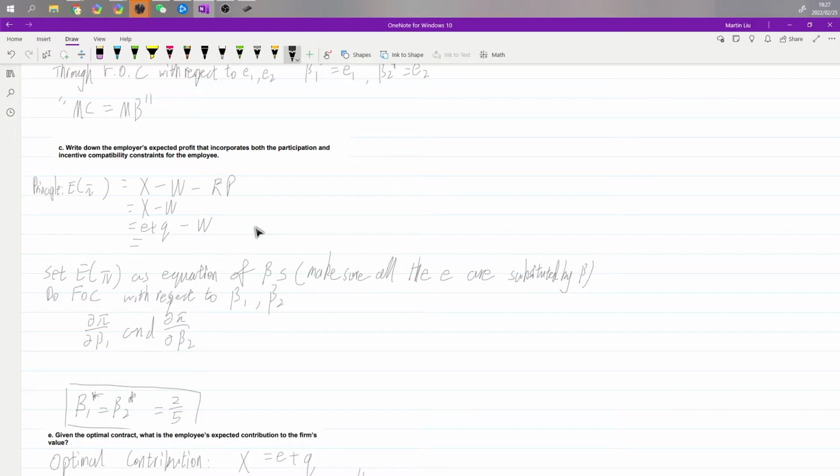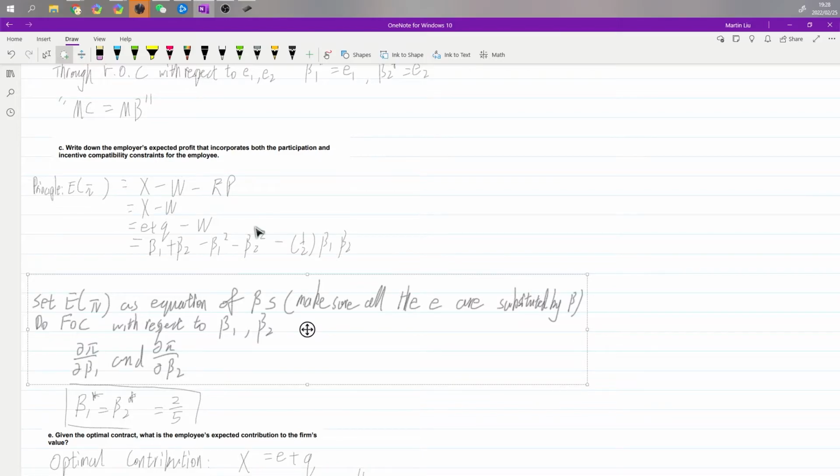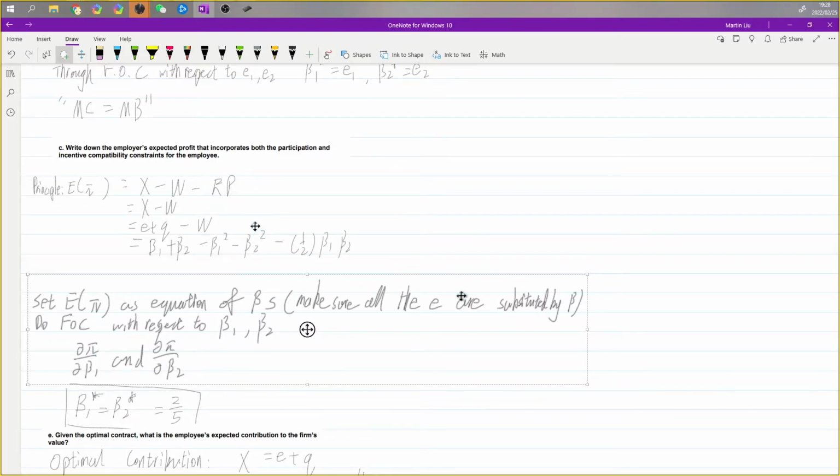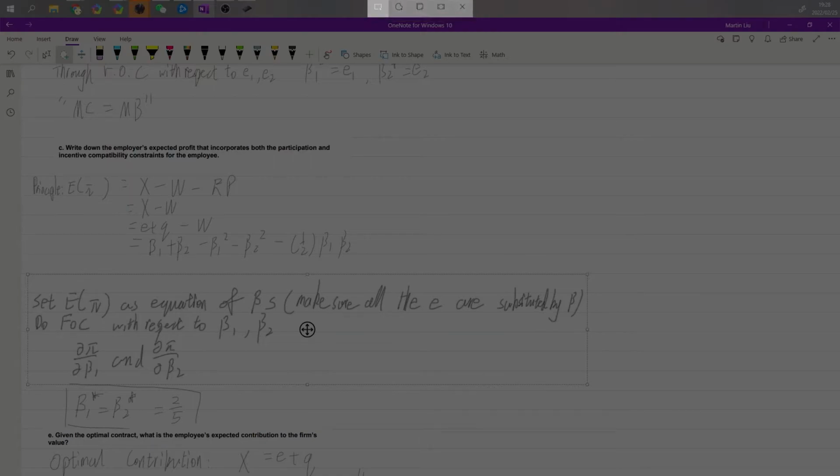The expected profit function, eventually what you will find out is beta 1 plus beta 2, subtracted by beta 1 squared, subtracted by beta 2 squared, subtracted by half beta 1 beta 2. And that is what you should find out. And what is mentioned in the next part is finding the optimal level of beta, and that is actually your part D. Okay, let me put part D back in here.